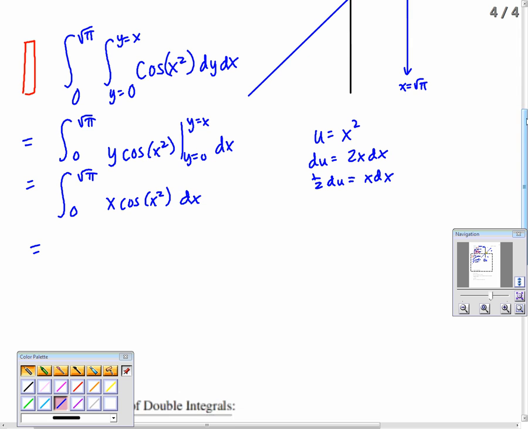Okay, if I do u-sub, I'm going to get cosine. I like to do the u-subs over here in scratch, and not mess with my original problem. Now I have cosine u and I have a 1/2 du. Whose derivative is cosine? Sine. Instead of u, I put x squared. I have my 1/2 right here, right?